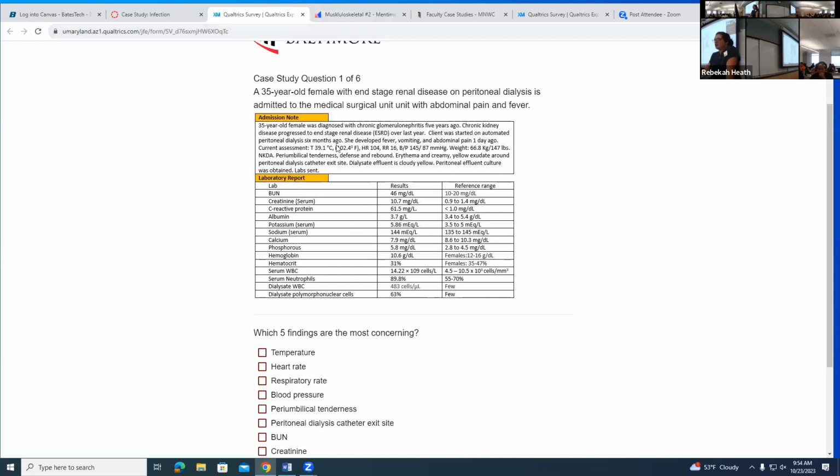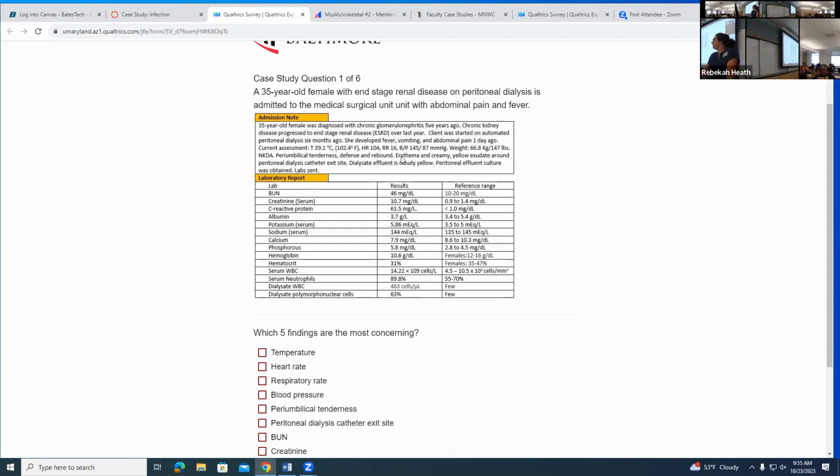All right. Client was started on automated dialysis 6 months ago. She developed fever, vomiting, and abdominal pain 1 day ago. Current assessment: temperature 39.1, heart rate 104, respiration 16, blood pressure 145/87. Her current weight is 147 pounds. NKDA, what does that mean? No known drug allergies. Periumbilical tenderness. Where's periumbilical? Right next to your belly button. Peri is around, umbilical is your belly button. So tender around the belly button. Defense and rebound. Defense means when I go to do this, she doesn't even want me to touch her. Rebound means I push in, and when you let go, that really hurts. That's what those things mean.